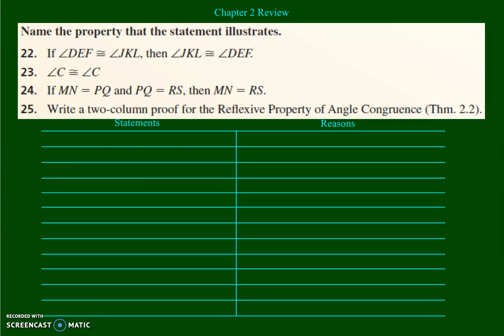This session is a continuation of the Chapter 2 review with Problem 25. Problem 25 asks us to write a two-column proof for the reflexive property of angle congruence. Ordinarily, we don't write proofs for these properties, but it's a good little exercise in exercising proof skills.